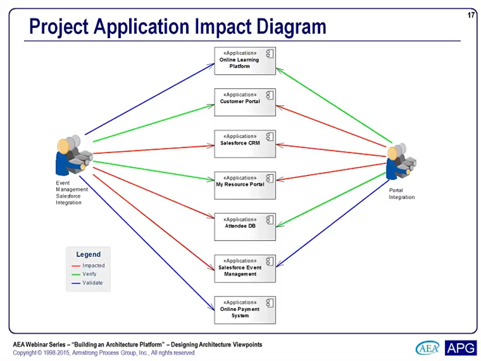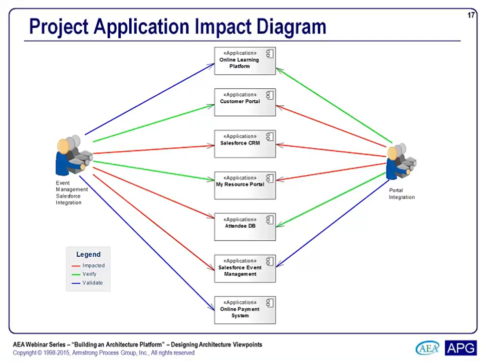So let's just take a quick look at the results of defining this UML profile, packaging it up with Sparx Enterprise Architect as an MDG technology, and then actually referencing some application architecture content and project relationships. So here we've got two different projects, the Event Management Salesforce Integration Project and the Portal Integration Project. And so this particular diagram, as you can see at the top, is the Project Application Impact Diagram.